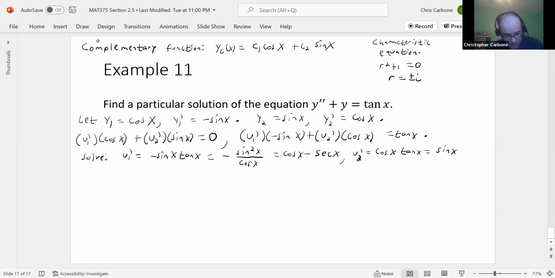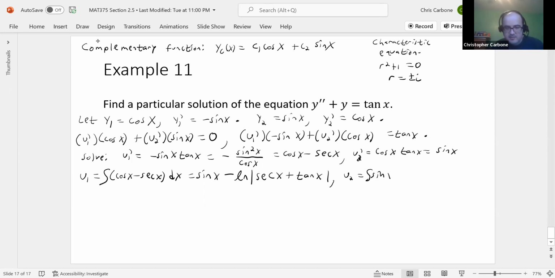So, to obtain the original functions, u sub 1, this will be the integral of the cosine of x minus the secant of x dx. This is sine of x minus natural log of the absolute value of the secant of x plus the tangent of x. And u sub 2 will just be the integral of the sine of x dx, that being negative cosine of x.